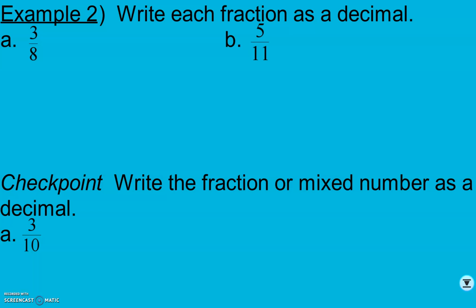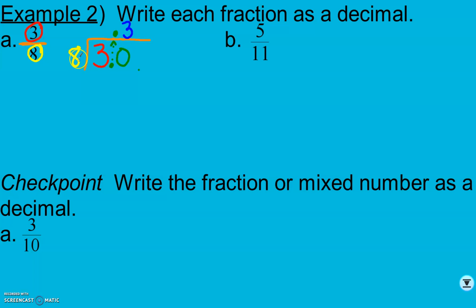So here in example 2, we're going to write each fraction as a decimal. In A, we have 3 over 8, which means 3 divided by 8. So I take my numerator first, divided by my denominator. 8 doesn't go into 3, but it goes into 30. I'm going to bring that decimal point up. And since I'm using the entire 30 here, it goes in there 3 times. I put the 3 above the last digit there, that 0.